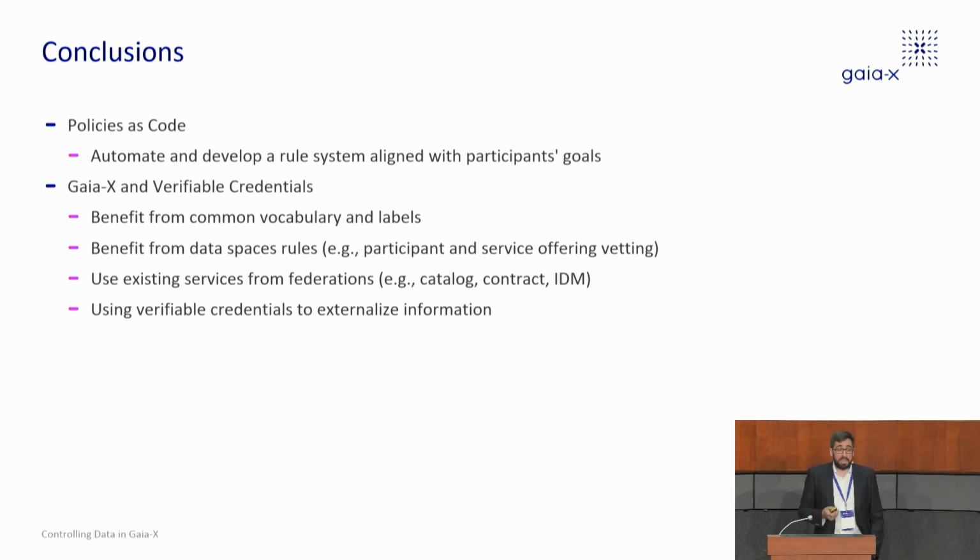They bring in a common vocabulary and labels which you can use to write policies. You can benefit from the data spaces you want to address, like for participant and service offering vetting, or you can just use the infrastructure they provide, like a catalog, contracting service, or identity management services. And in general, you can use verifiable credentials to externalize information, so you can go from this company service to a data space service.